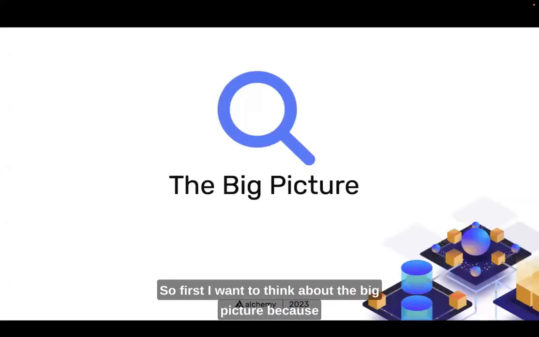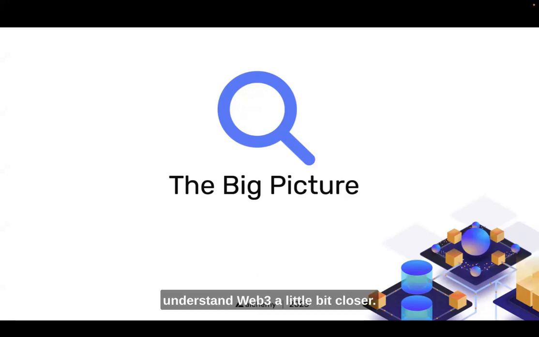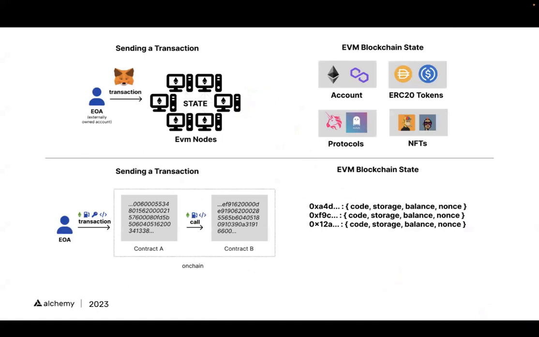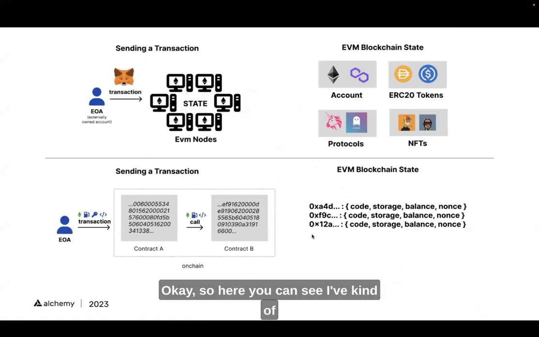So first I want to think about the big picture because I kind of want to zoom out and take a look at what we're looking at from a high level before we dive into a little bit behind the scenes, the nitty gritty that's going to help us understand Web3 a little bit closer. Okay, so here you can see I've kind of divided this slide up into two things. Vertically, if you look on top, they're sending a transaction and blockchain state, and on the bottom, they're sending a transaction and blockchain state.